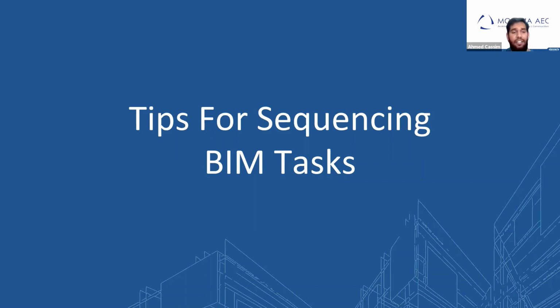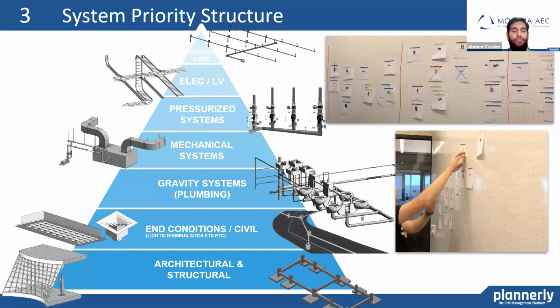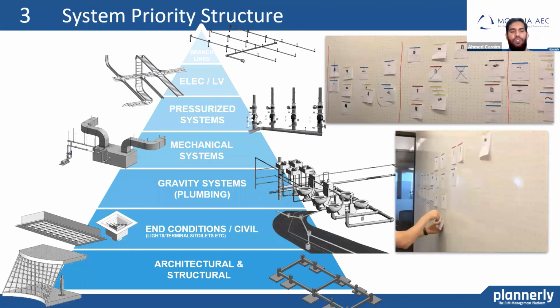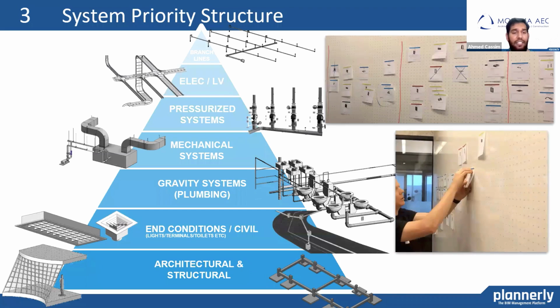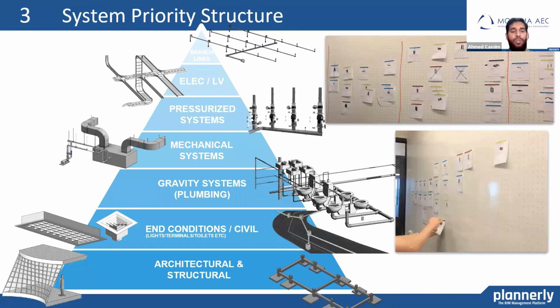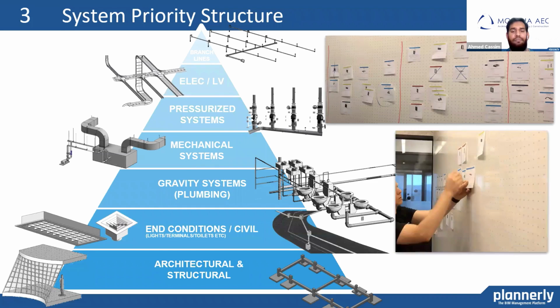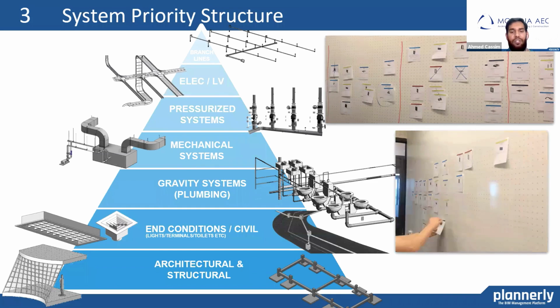The first key, and it's a big picture idea, is that if we can have a system priority structure setting the foundation, with the more important or the less flexible items first, then going on to the more flexible or less costly things to work on, that would be really beneficial.